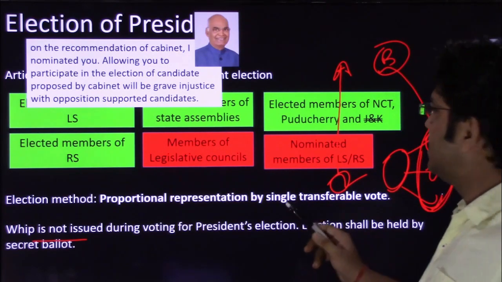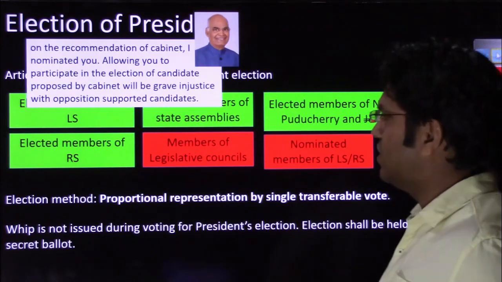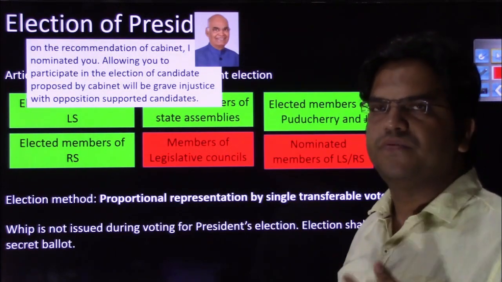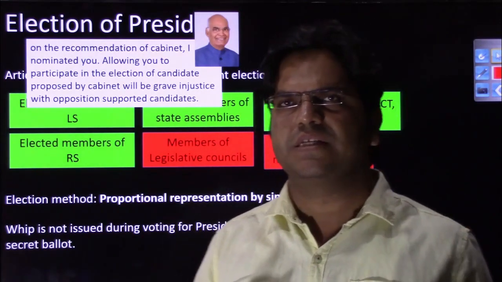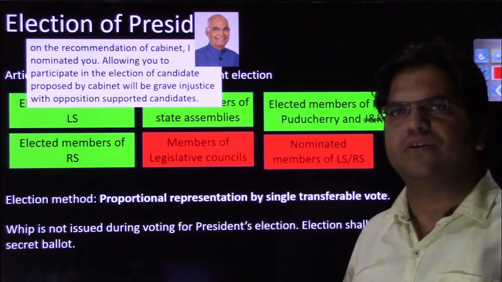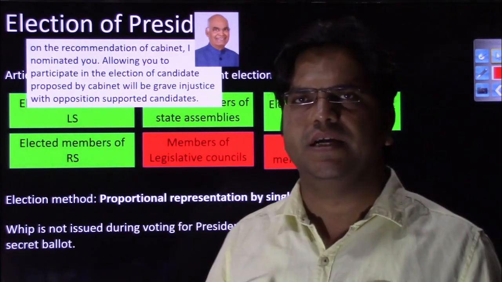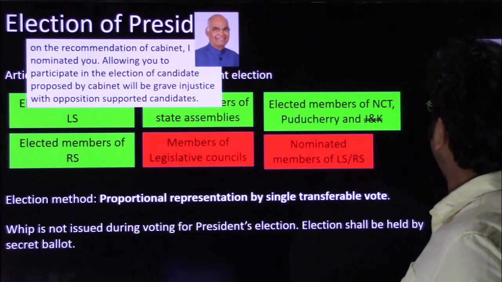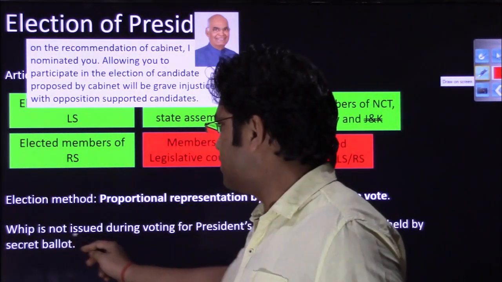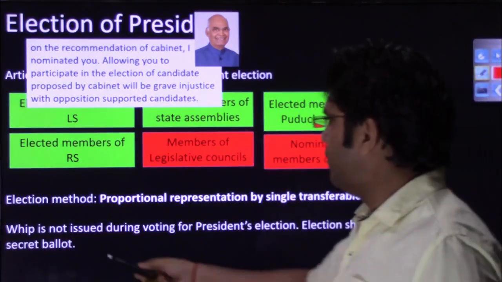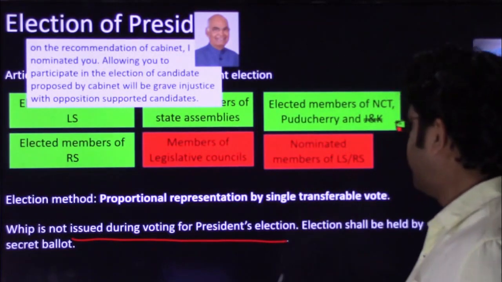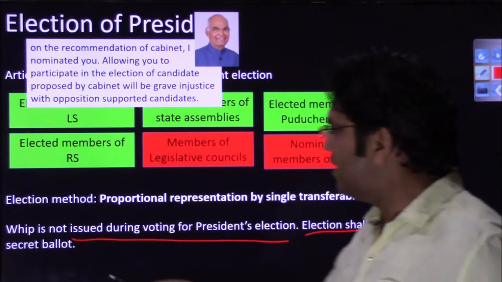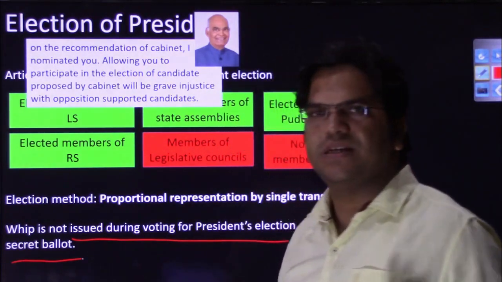It is for this reason that whip is generally not issued in the election of president, because the president is a neutral, impartial office, and the president does not belong to a state or a political party; the president is for the whole country. That's why the provision of whip is absent here. So whip is not issued during voting in the president election, and from here derives the next point, that the election shall be held by secret ballot. These are nothing but keywords.